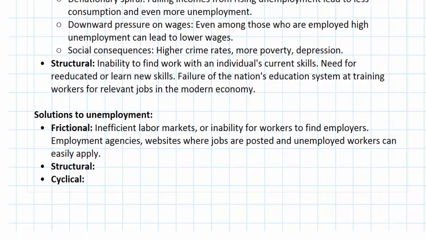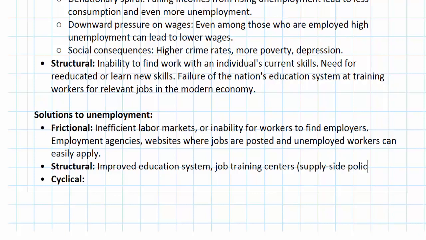Structural unemployment, a little bit tougher. We talked about the need for an improved education system that trains people for the jobs that actually exist in the economy, not those that may have existed in previous decades or in generations. Job training centers. These things are both what we call supply side policies, which increase the productivity of labor in the economy and make employing workers more attractive because they have better skills.